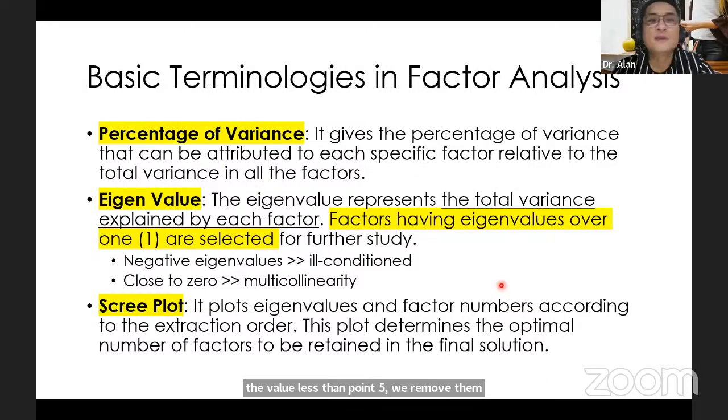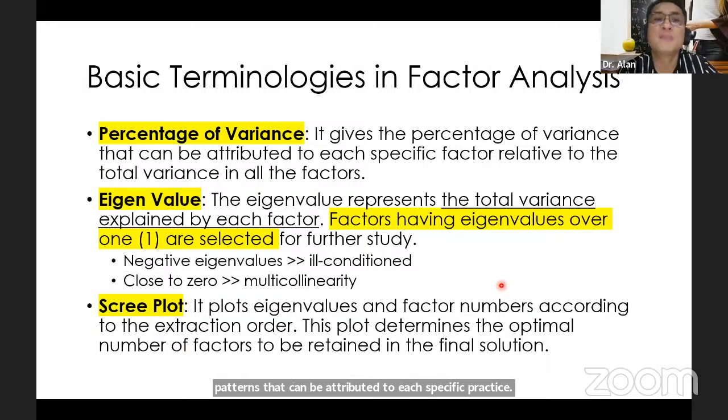Now, a few more here. The first one is the percentage of variance. Percentage of variance tells you how much the specific factors actually contribute to this research. In other words, it gives the percentage of the variance that can be attributed to each specific factor relative to the total variance in all the factors.